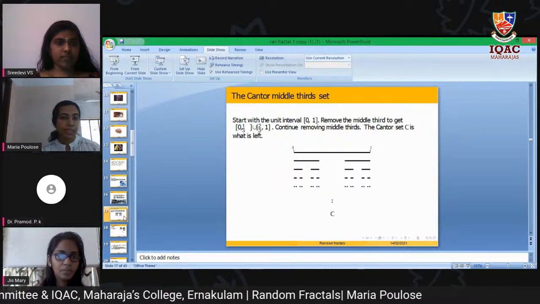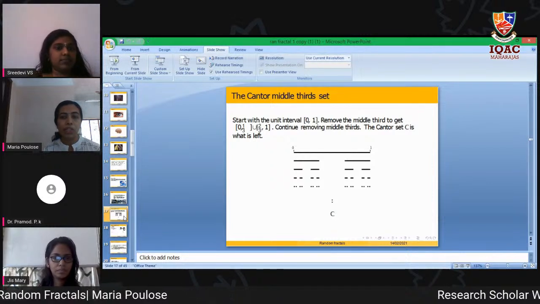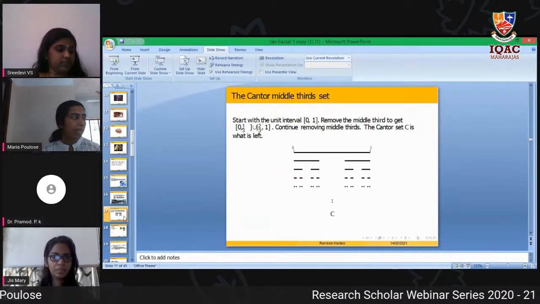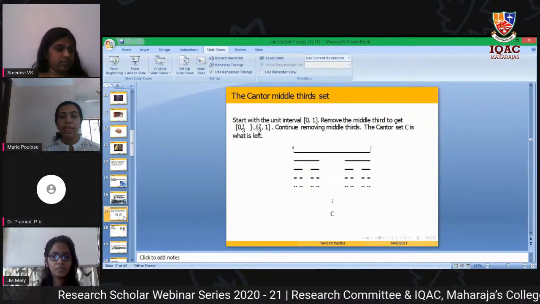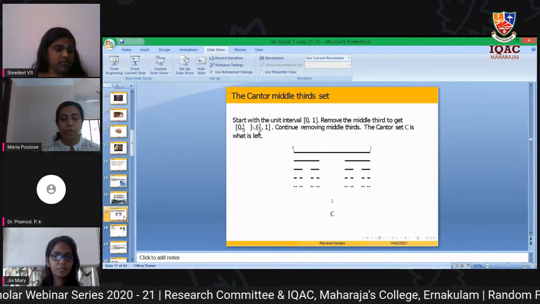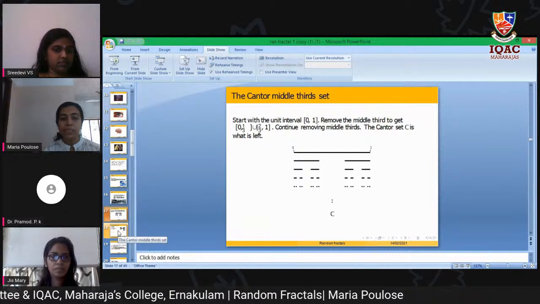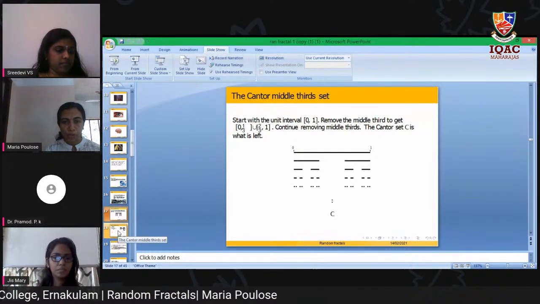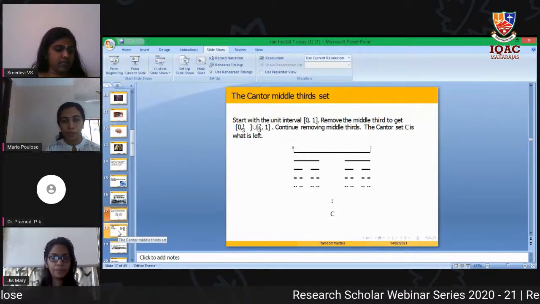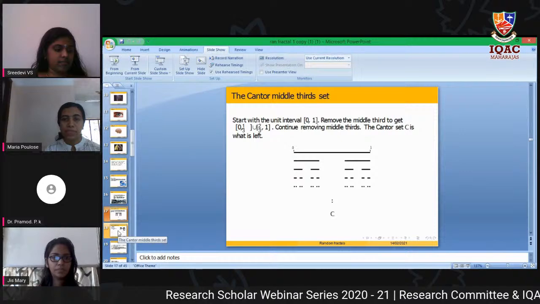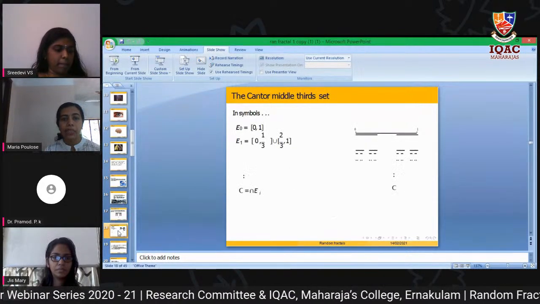So the Cantor middle third set. Start with the unit interval 0, 1. Remove the middle third to get closed interval 0, 1/3 union closed interval 2/3, 1. Continue removing middle thirds. The Cantor set C is what is left. So we have first the closed interval 0, 1, and we are removing the middle third of the closed interval 0, 1. You are getting the two lines. So that is the closed interval 0, 1/3 union closed interval 2/3, 1. So continue removing the middle thirds. The Cantor set C is what is left.